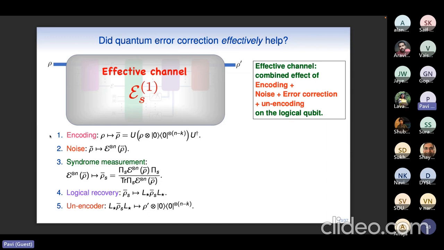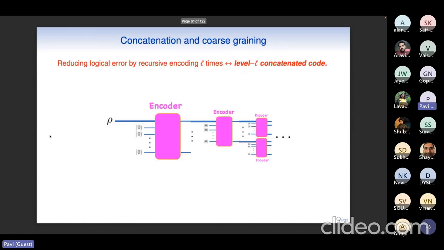And I have only benefited if epsilon 1 has lesser noise than epsilon. Only then has quantum error correction helped me suppress errors. Now, this gives a good way of suppressing errors by some amount that depends on how many physical qubits have been used. Now, what if that's not enough?